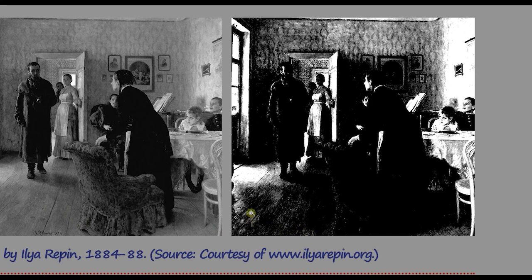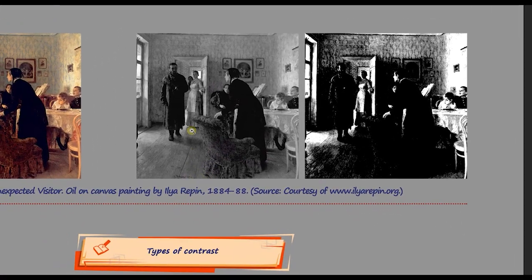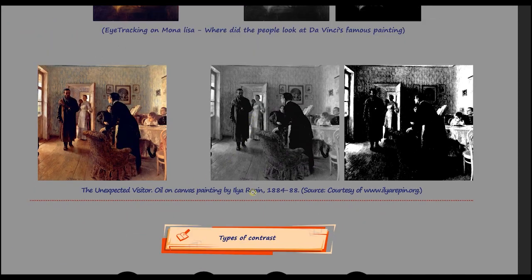For example, in this area, you cannot see too much contrast, and your eye will probably not stay for a long time here. Your eye prefers to look around this area. This is the magic of contrast. The artist, Repin, has successfully guided your eye through the important part of the image. This is the importance of contrast, and as an artist, you must understand contrast.